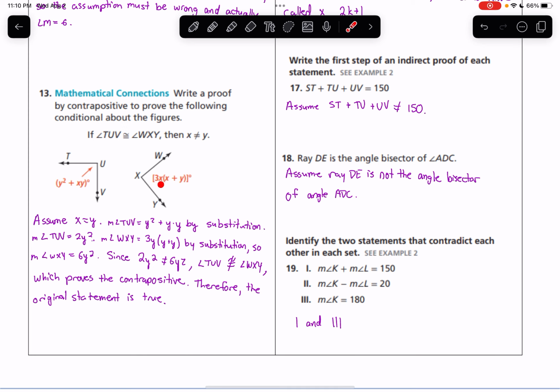We can do the same thing over here, put a Y in for both the X's, and that makes this 3Y times Y plus Y. If we simplify that, we get 6Y squared. So the measure of angle TUV is 2Y squared, and WXY is 6Y squared. Those are not equal to each other, which means that angle TUV is not congruent to angle WXY, which proves the contrapositive, right? I started by assuming the negation of the conclusion, and I found out that that means the negation of the hypothesis. And if the contrapositive is true, then the original statement is also true.